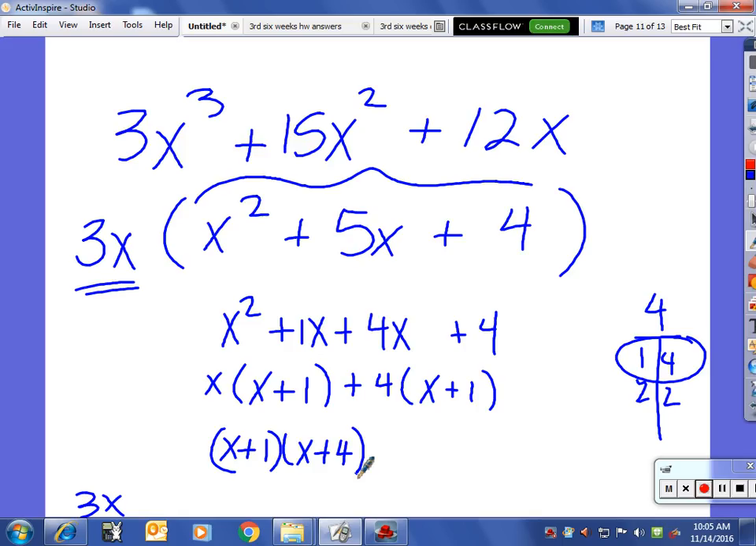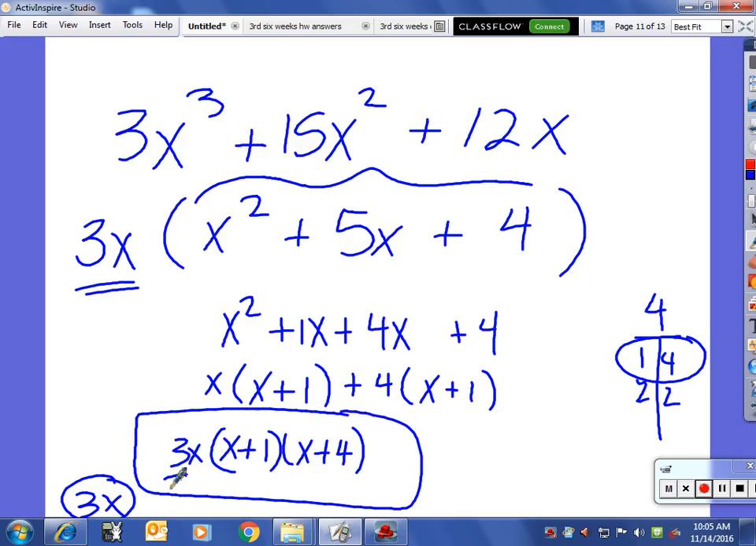Now my final answer has to include everything. So this is where I've got to make sure I don't forget about that 3x I took out. That goes out in front. There's my final answer. Here's my 1, 2, 3 factors.